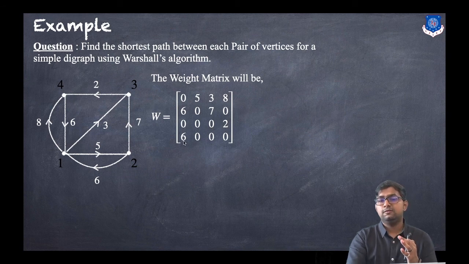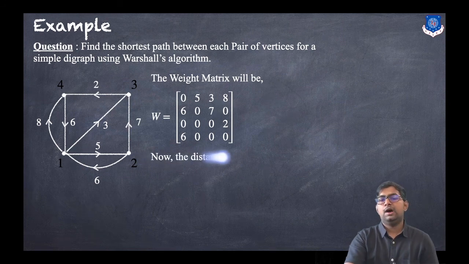The next row, 4 and 1. Now 4 and 1. There is no direct edge between 4 and 1, so we'll write 0. As you can see, there is no out degree for vertex 4, so all the entries will be 0. So this is how you can write the weight matrix.